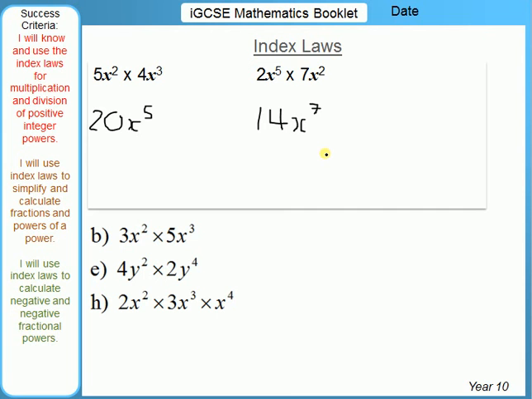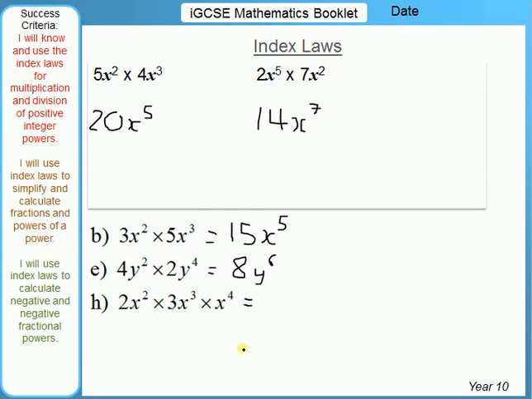Okay, hopefully you've got the answers. 5 times 3 is 15. x squared times x cubed is x to the power of 5. Likewise, 4 times 2 is 8. Y squared times y to the power of 4 is y to the power of 6.